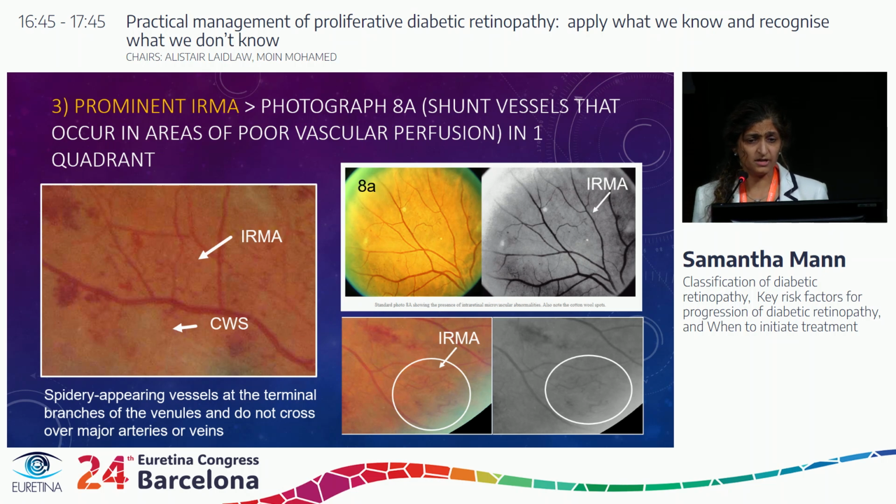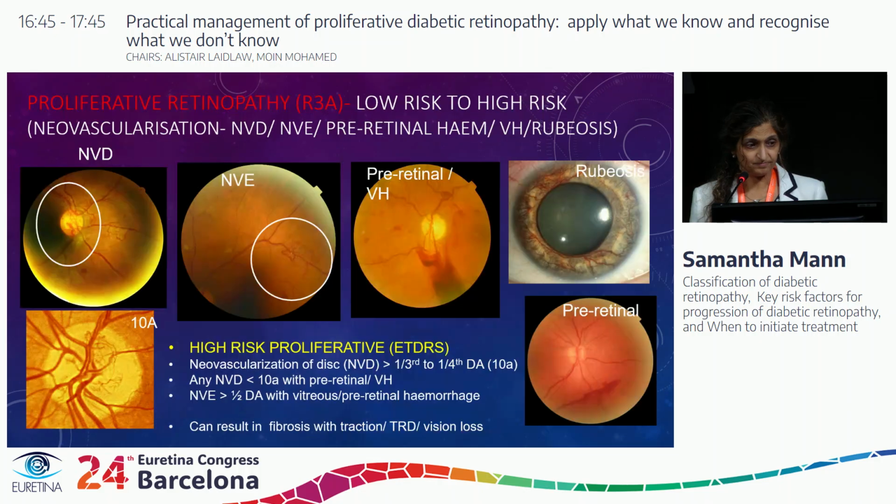What does IRMA look like? If you see prominent IRMA in 1 quadrant of the eye, greater than this 8A photograph here, use the red-free photographs, because that can actually help you find the IRMA. They're spidery appearing vessels at the terminal branches of the venules. They don't typically cross the major arteries or veins, and they appear quite flat on the retina. I always describe them as a sort of branching pattern. Think about a bunch of grapes with no grapes on it, just thinking of the branching. Notice that cotton wool spots do not appear in the classification for severe non-proliferative, but if you do have lots of cotton wool spots, look very closely for IRMA associated with them or adjacent to them on the retina.